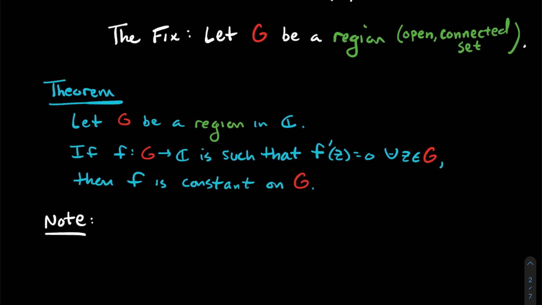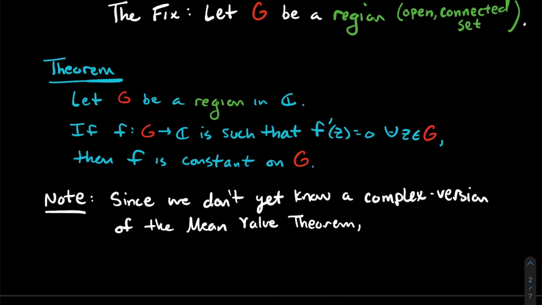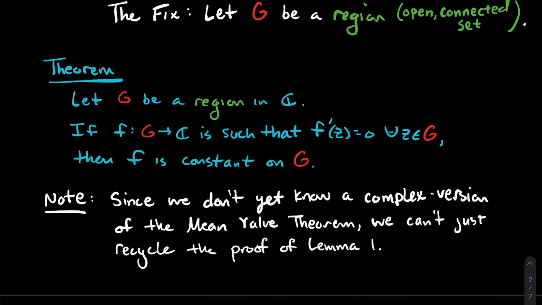Now, here's a little note though. What I'd like to do is just recycle the proof from the Calc 1, Lemma 1 up there that you saw in Calc 1. Unfortunately though, we haven't talked about a mean value theorem for functions of a complex variable yet. And so we can't just recycle that proof. We don't have the materials to do so. What we can do though is invoke a little bit of topology. And so in part 2, in the next video, we're going to go over the topology definitions that we'll need in order to give us the tools to actually prove this theorem that if the derivative is 0 everywhere, then the function is constant.